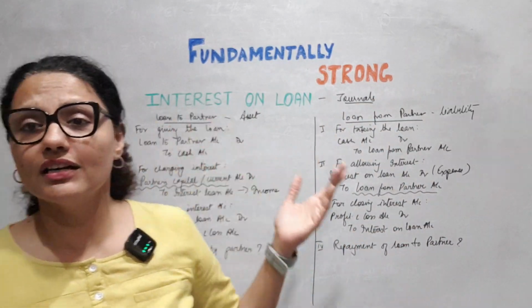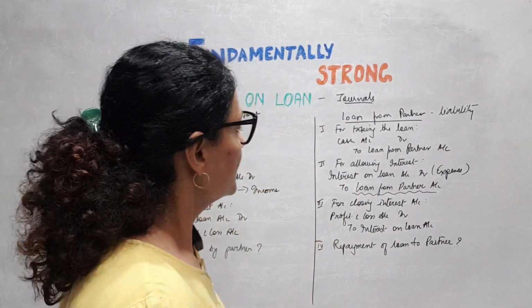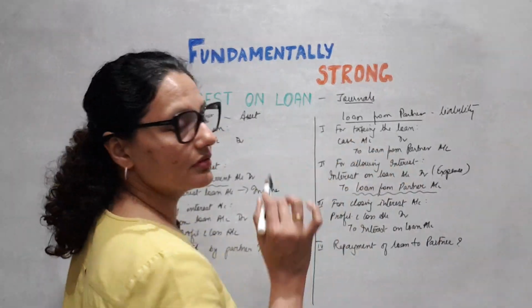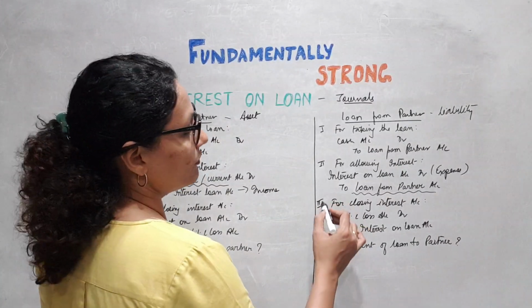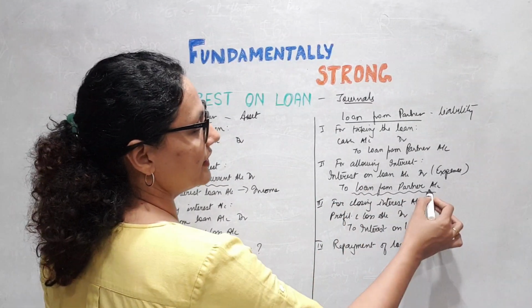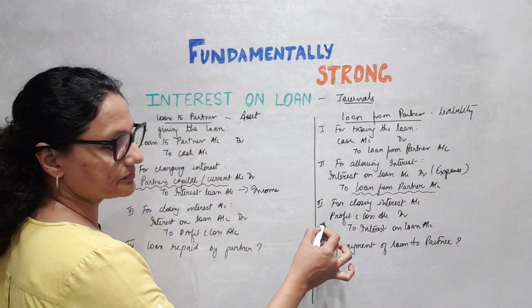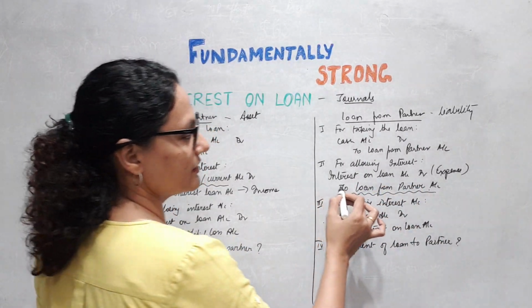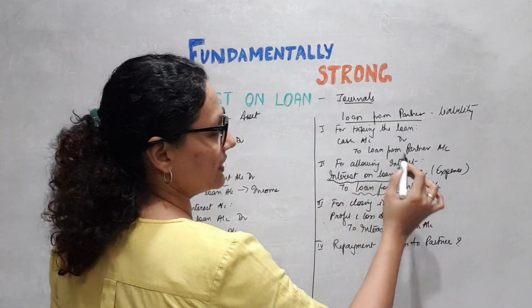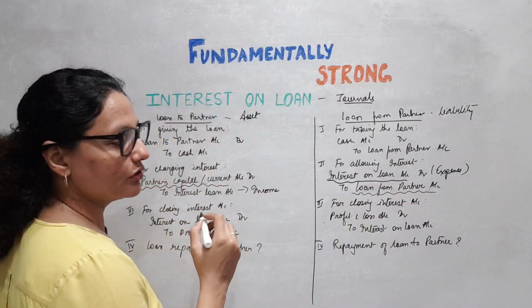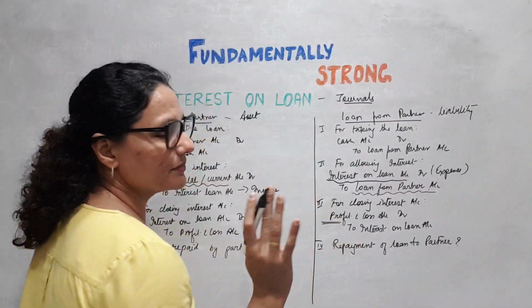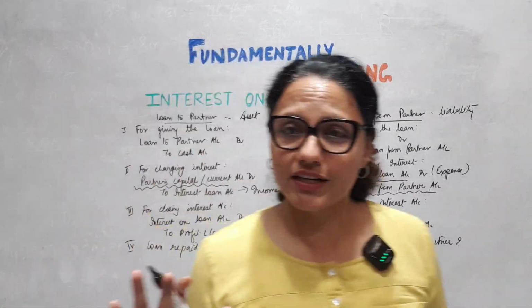This doesn't apply to the asset part, right? So this is credited to loan from partner. For closing, here I have debited, so I will credit the interest on loan and debit the profit and loss account. All expenses are debited to profit and loss account.